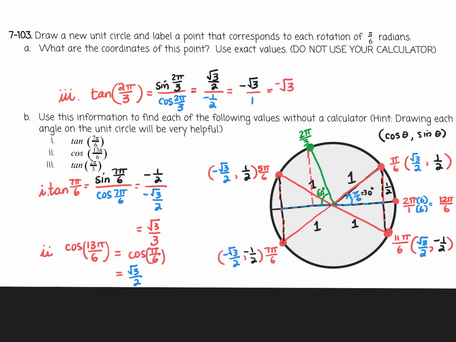Remembering that the sine of 2 pi over 3 over the cosine of 2 pi over 3 is going to give you the tangent of 2 pi over 3. And then to figure out your sine and cosine, you just need to look at the x and y coordinates at 2 pi over 3. And it should reduce just to be negative radical 3.